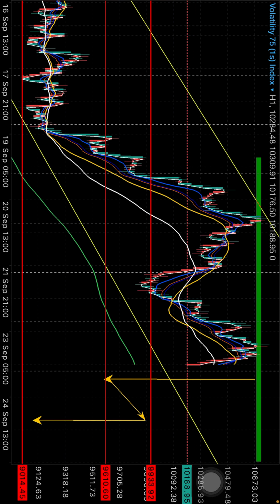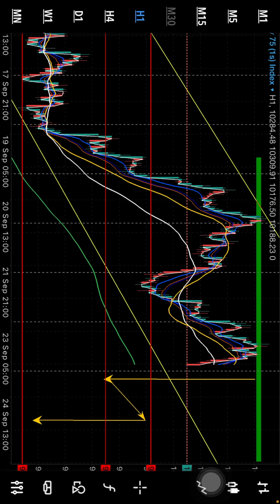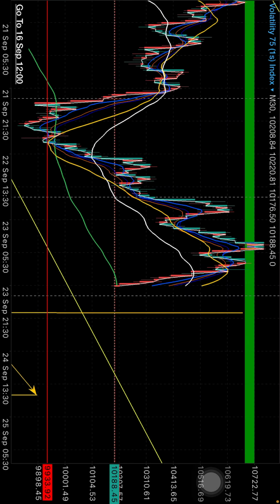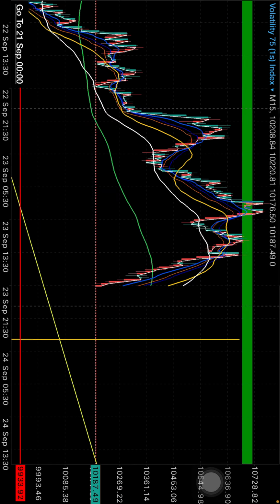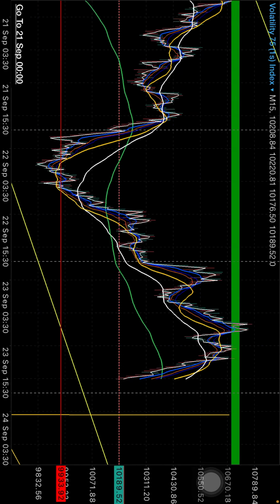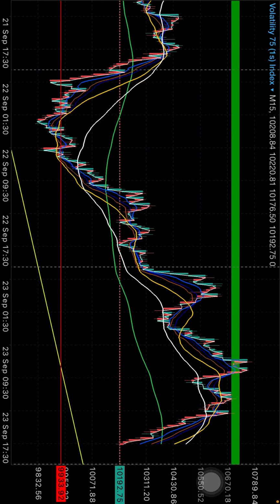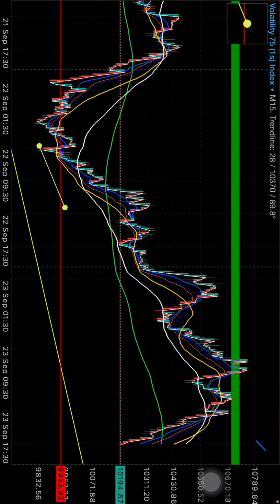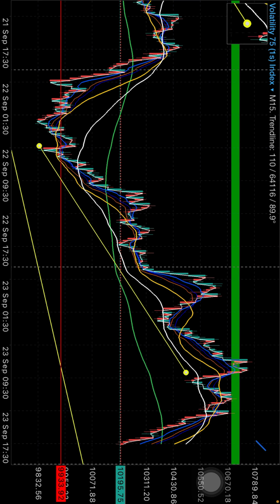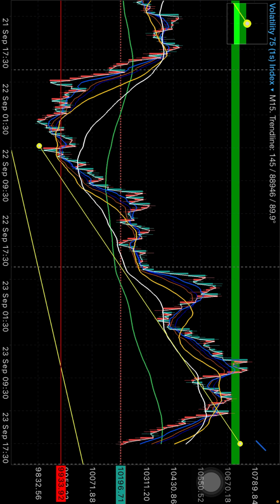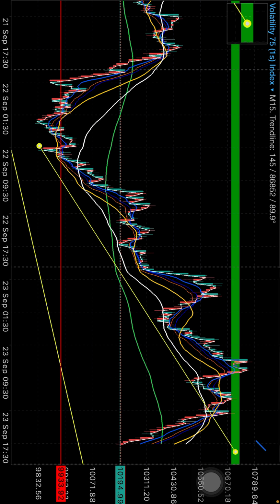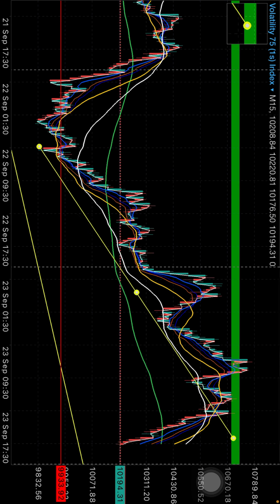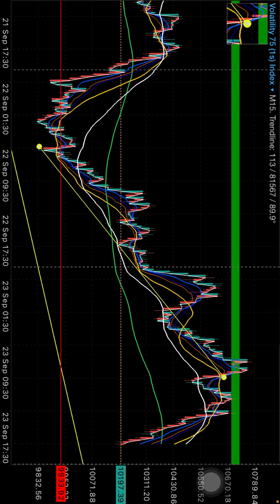If I go on the 30 minutes time frame, I could draw a trend line within a trend line. So I could say, okay, this is an uptrend. I connect my points. I could do this, or I could do that, it doesn't matter.